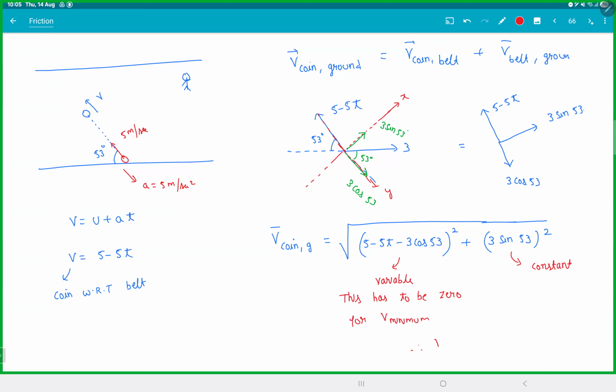Therefore, if that term becomes 0, V minimum is simply 3 sin 53. Sin 53 is 4 by 5, which is 12 by 5 meters per second, which is 2.4 meters per second. Is that making sense? What happens if I do it normally? If I take regular x and y axis? Let me show you that also.